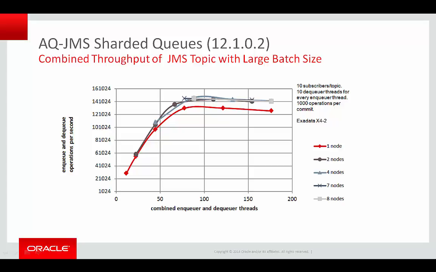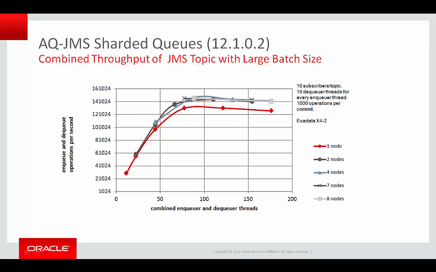This is combined NQ and DQs across all the subscribers, and in this one you end up with about 150,000 combined NQ and DQ operations per second. Now customers often come to me with operations per hour, and this is over 500 million operations per hour on a single JMS topic.